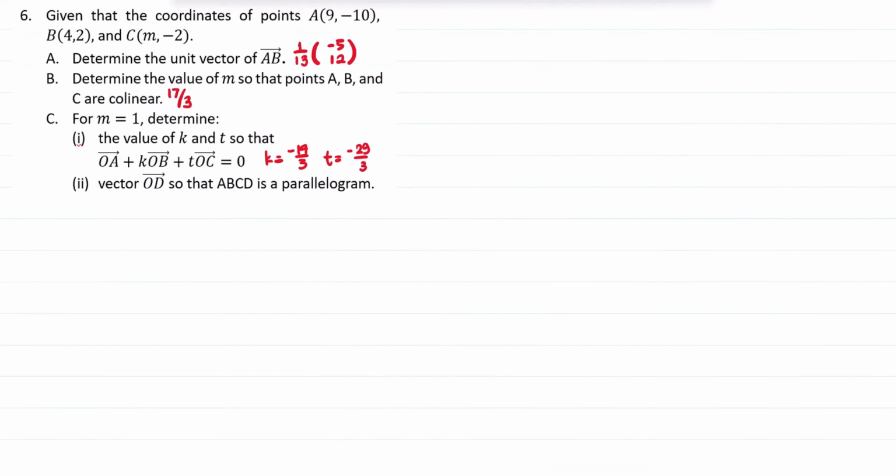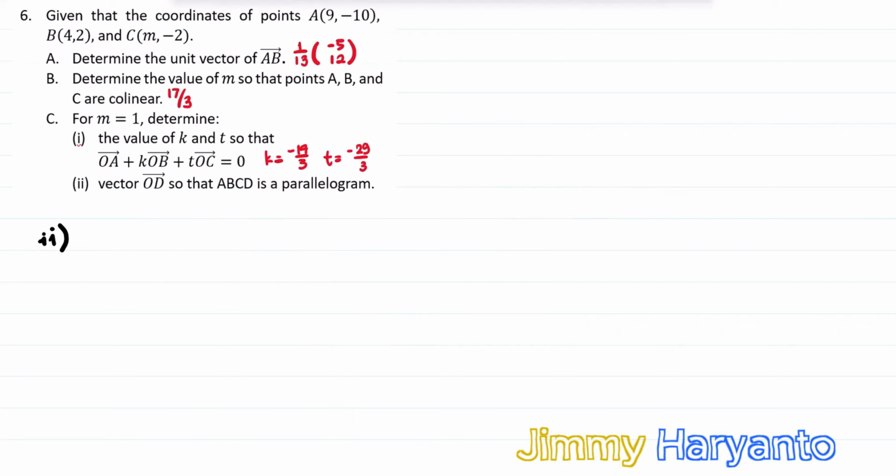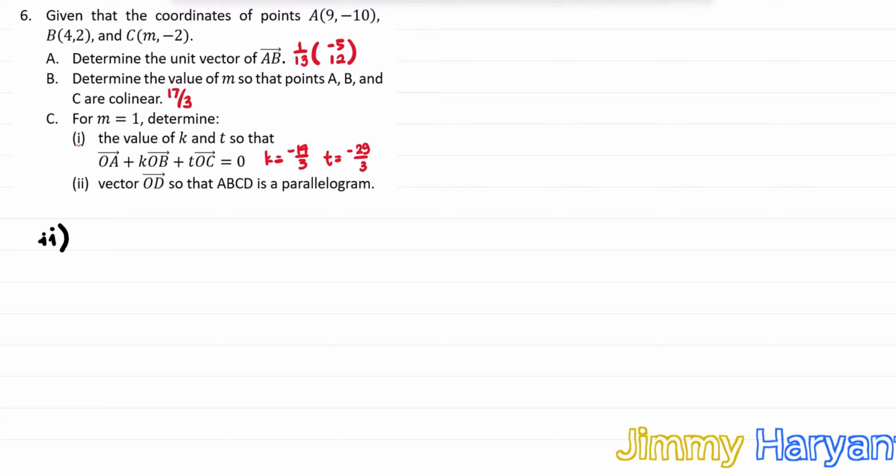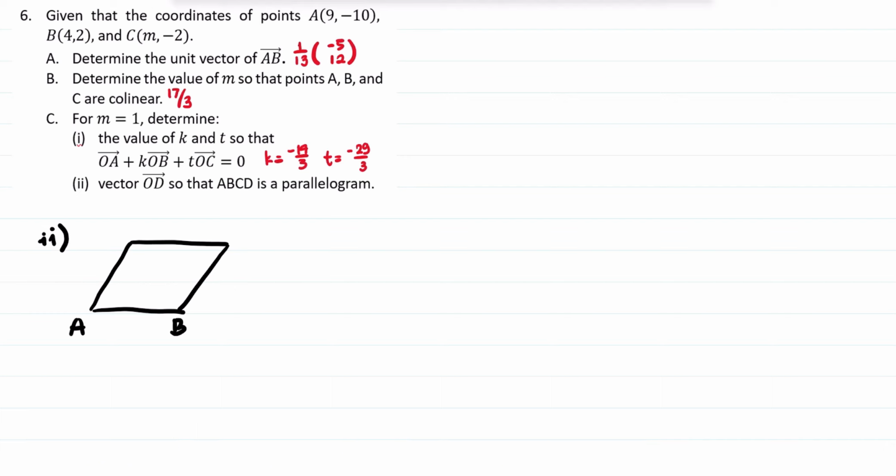Next is part II. For part II, the question wants you to find the vector OD so that ABCD is a parallelogram. Okay, so let's draw the shape a little bit. It's like this: A, B, C, and D. For the shape to be a parallelogram, the vector DC has to be equal to the vector AB, or the vector BC has to be equal to the vector AD. So we will use that one.